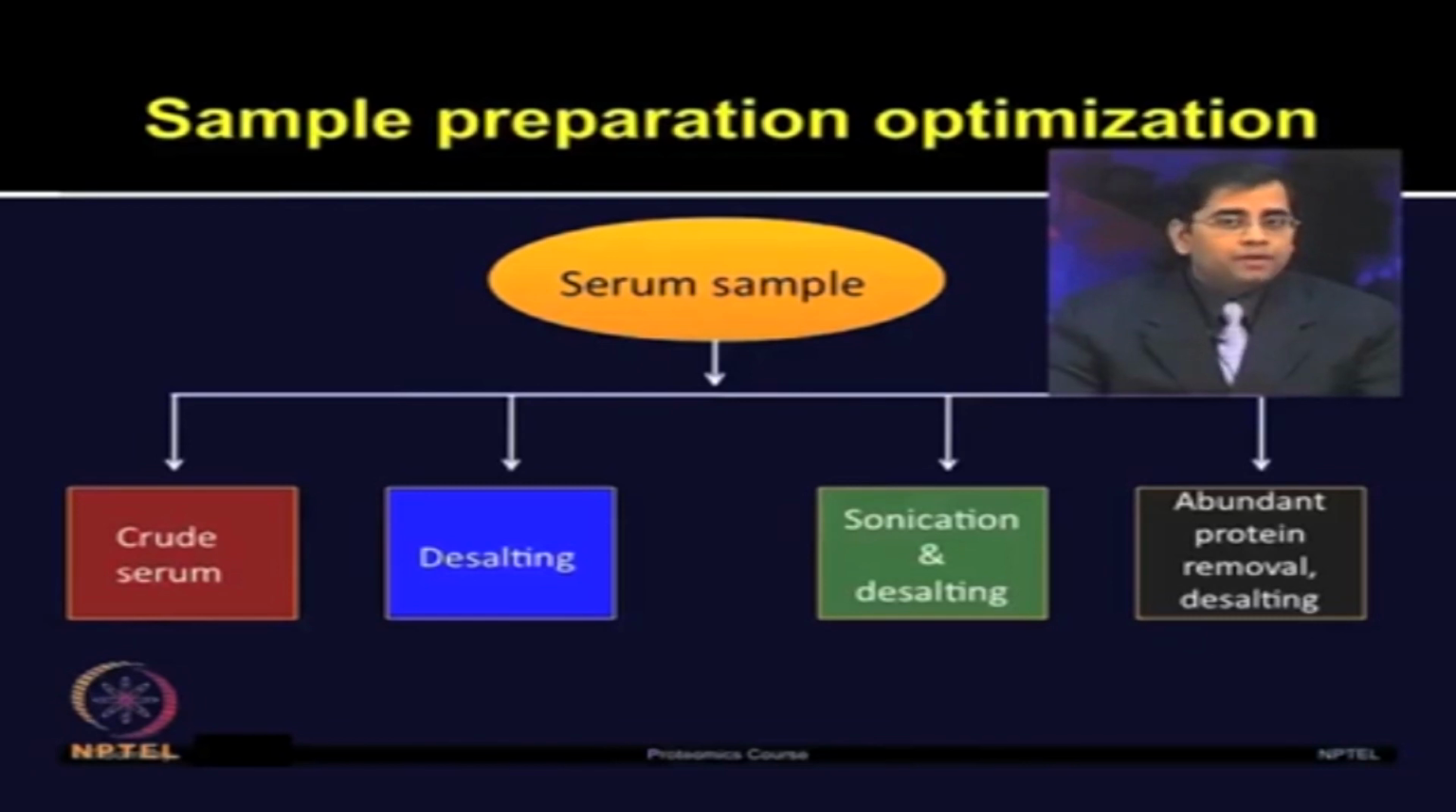Since serum contains highly abundant proteins, and the commercial columns which can selectively deplete these abundant proteins are quite costly, considering the large number of patient samples you have to process, we thought, can we disrupt these abundant proteins and remove the low abundant proteins from them by using sonication. So, the effect of sonication as well as desalting was investigated, and then we also used commercial columns to remove the abundant proteins, followed by the desalting step.